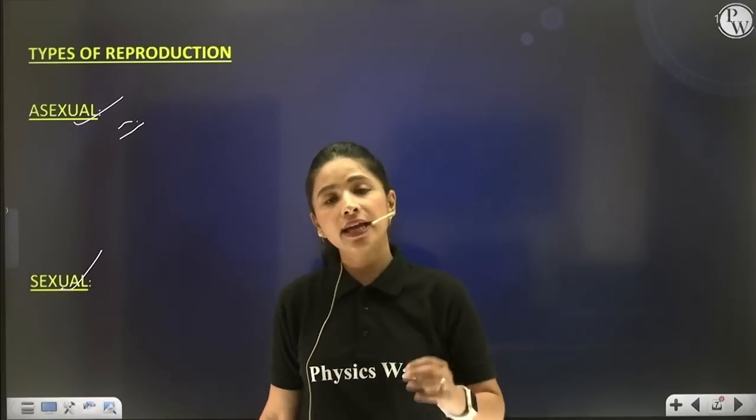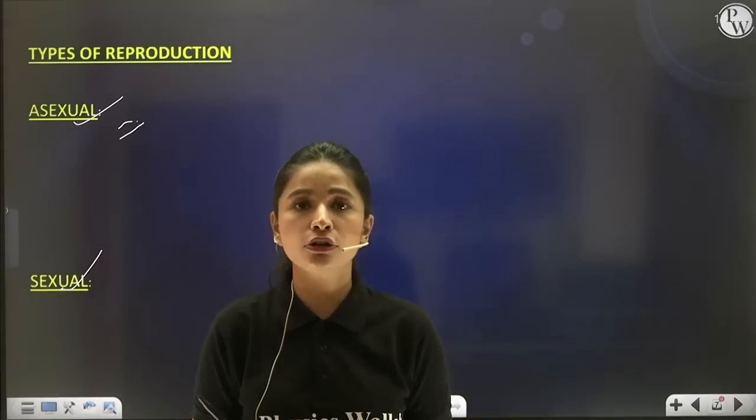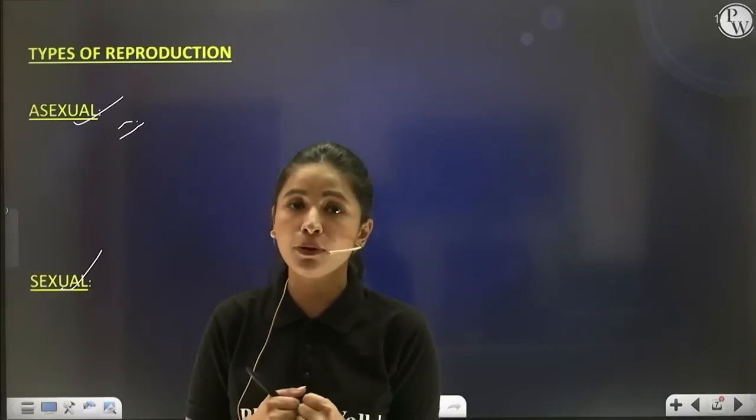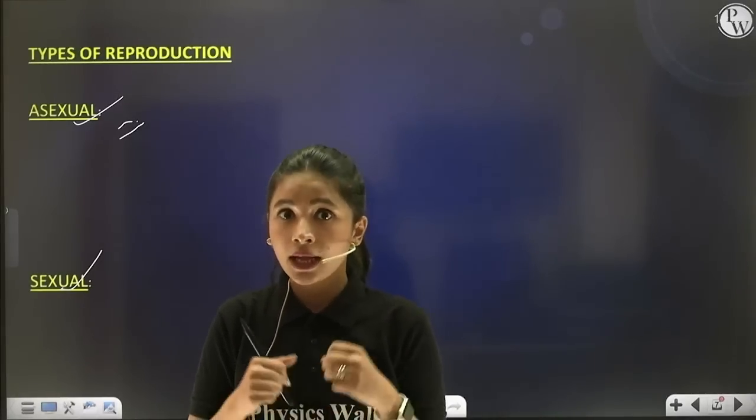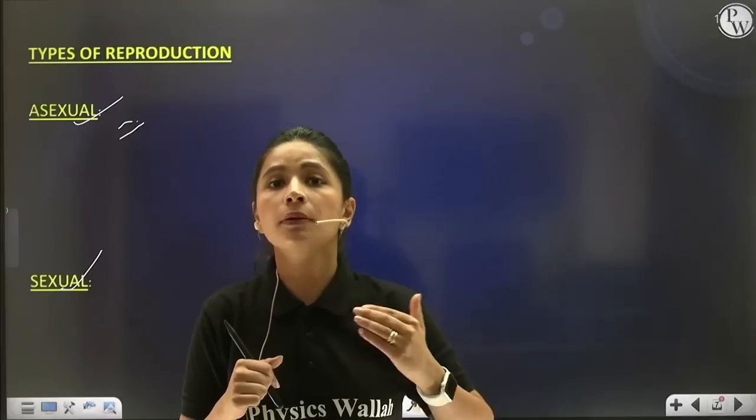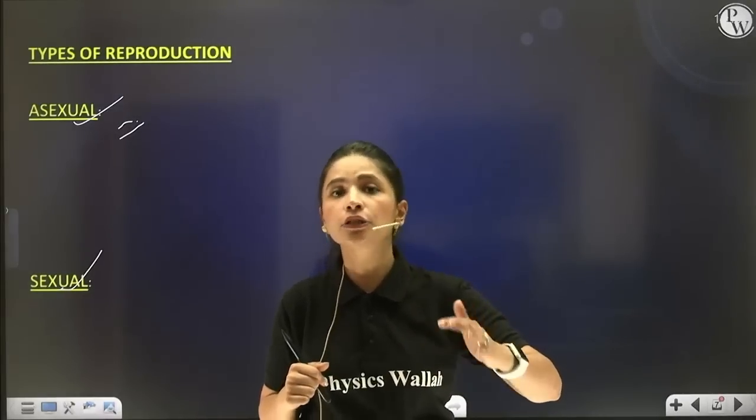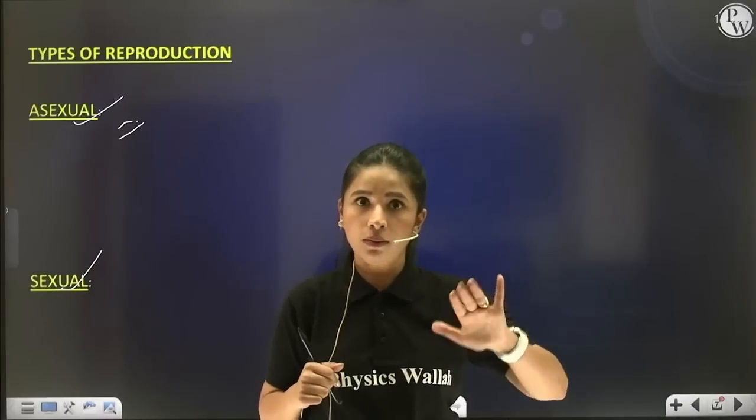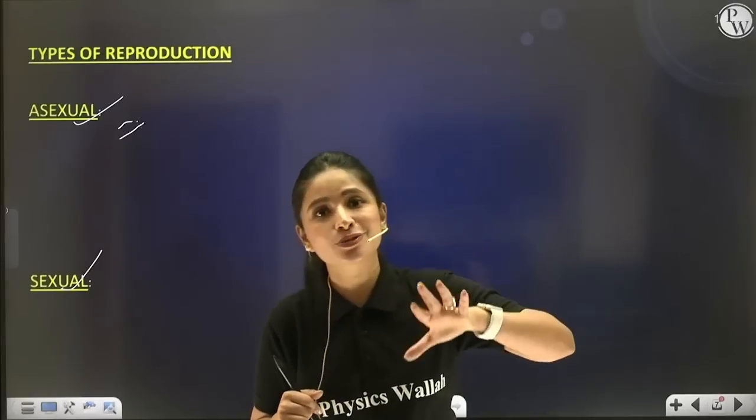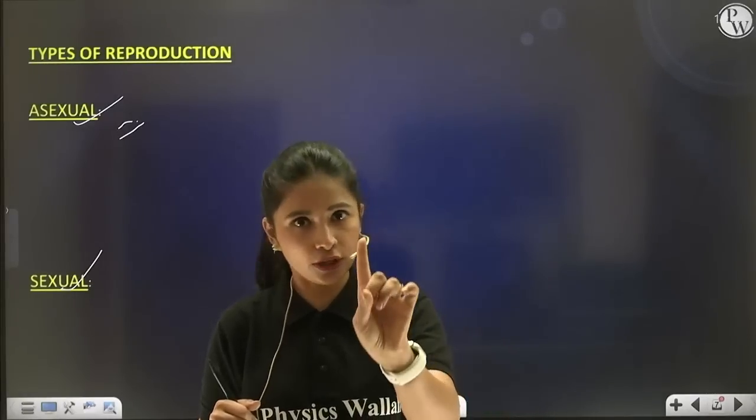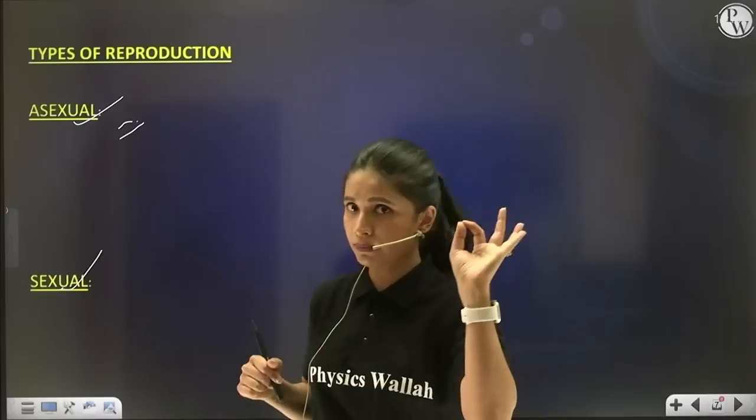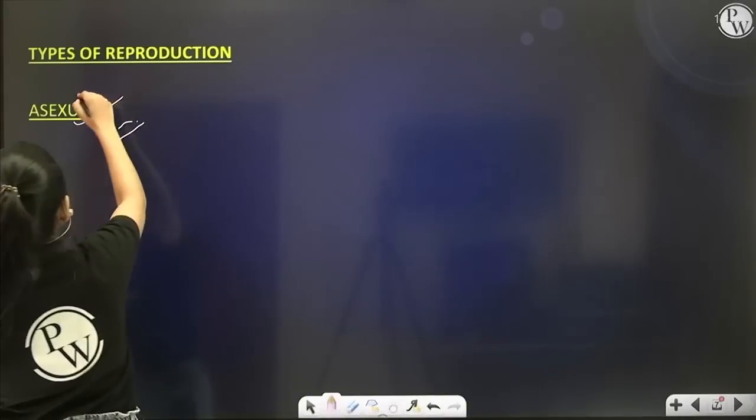If I talk about asexual reproduction, then asexual reproduction is that type of reproduction where parents are producing offsprings that are identical to them, both morphologically as well as genetically. First point, right? And very important point. So what is asexual reproduction?